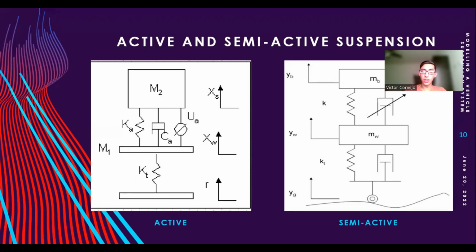We have the fully active and the semi-active. We have the fully active on my left, which adds an extra actuator. You can see the third component. The semi-active works only on the shock absorber, the damper, and regulates the valving and how stiff or how soft it is.